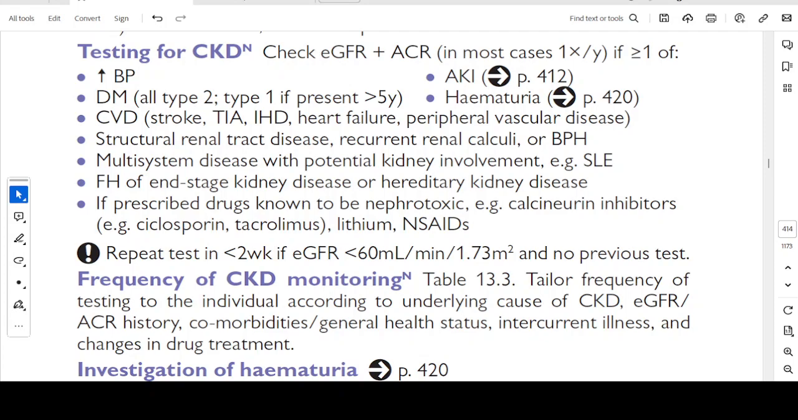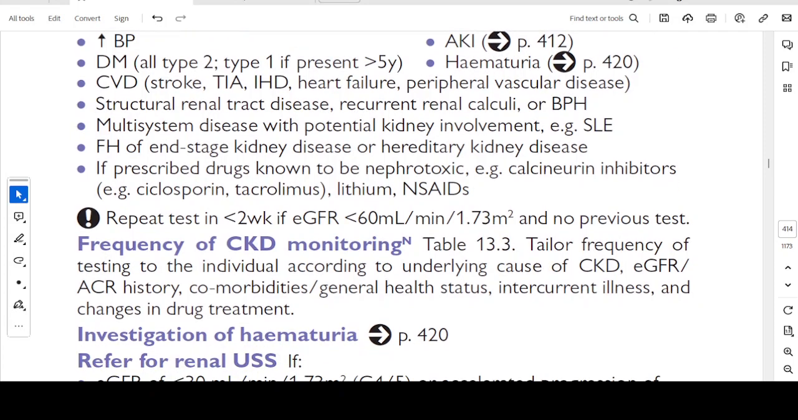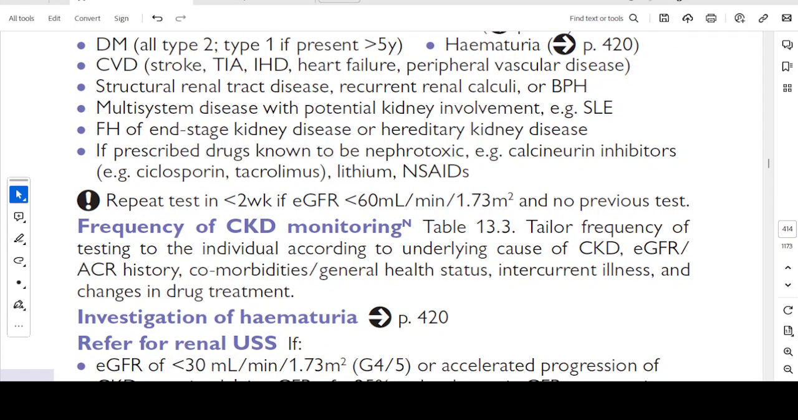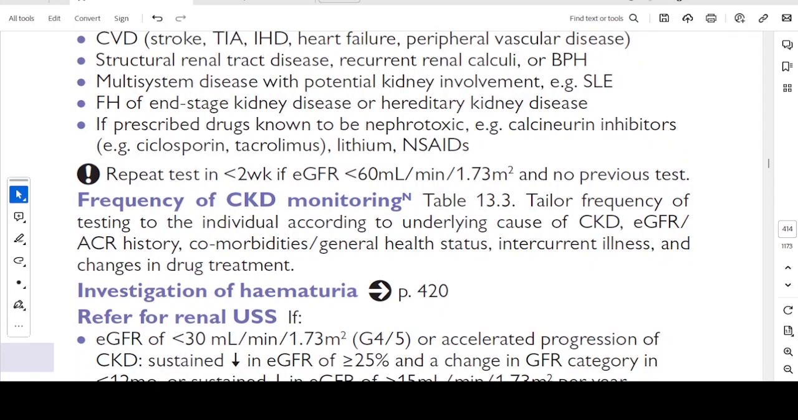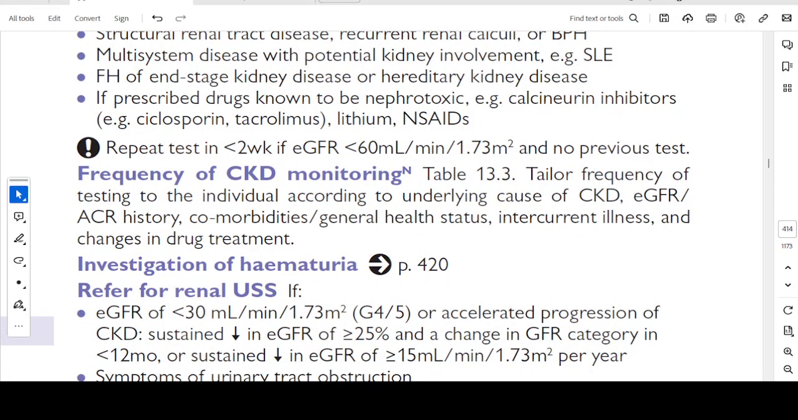Repeat the test in less than 2 weeks if eGFR is less than 60 ml per minute and there is no previous test. So you have to repeat a second test in less than 2 weeks. Frequency of CKD monitoring is given in table 13.3. Tailor the frequency of testing to the individual according to the underlying cause of kidney disease, eGFR, ACR history, comorbidities, general health status, intercurrent illness and changes in drug treatment.